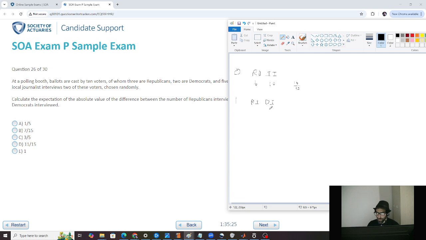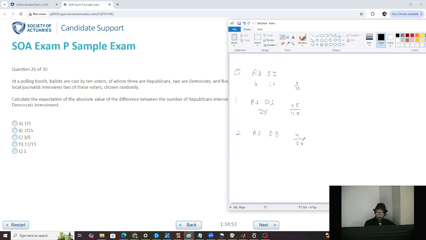Yeah. And then here, this is all 25, right? Any of the 5 partisans times any of the 5 independents. To get an absolute value of 2, you either need RR or DD. There's only one way to get DD. There are 3 ways to get RR. There we go.